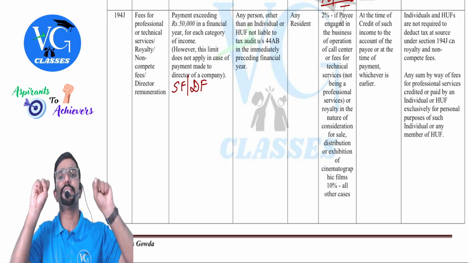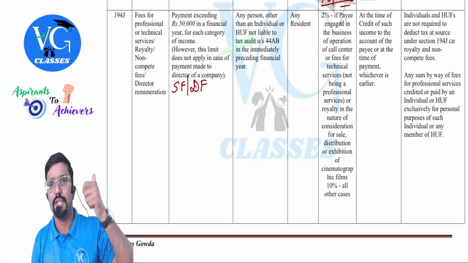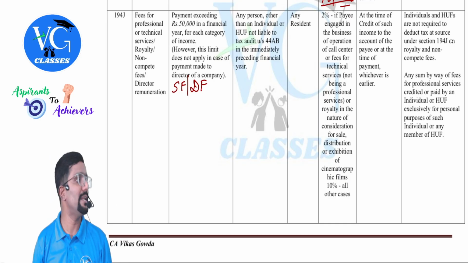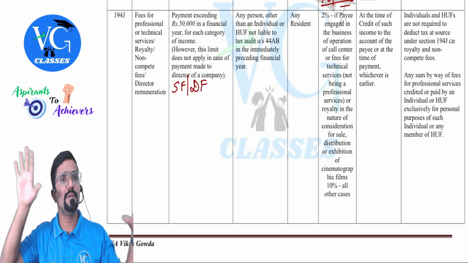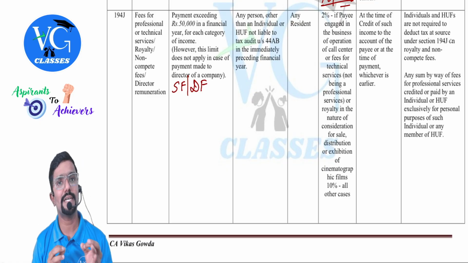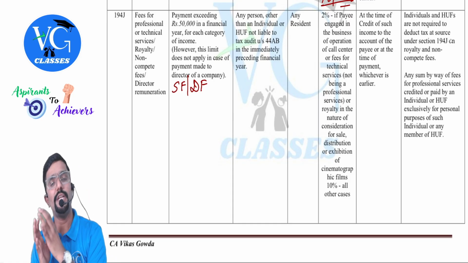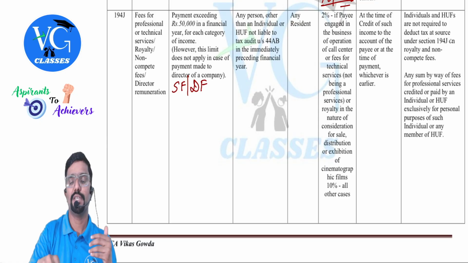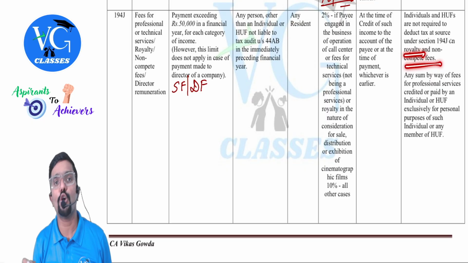Any other case, what is the TDS rate, guys? 10%. Under 10%, what all will come? Professional fees. Even payments made to directors will come under 10%, guys. So you remember when 2%, in all other cases, it will be 10%. When should TDS be deducted? At the time of giving credit to the account of the payee or at the time of payment, whichever is earlier. When TDS should not be deducted, last case: individuals and HUF are not required to deduct tax at source under section 194J on royalty and non-compete fee.